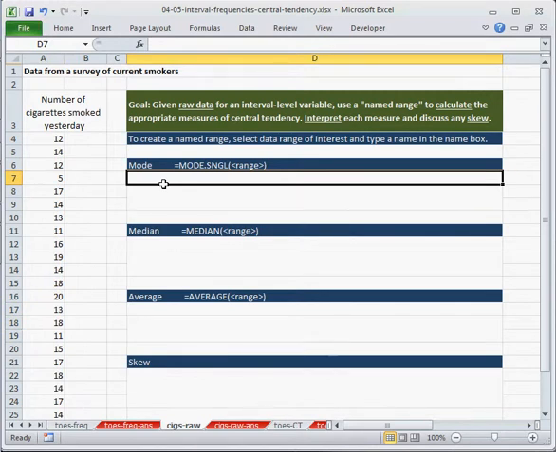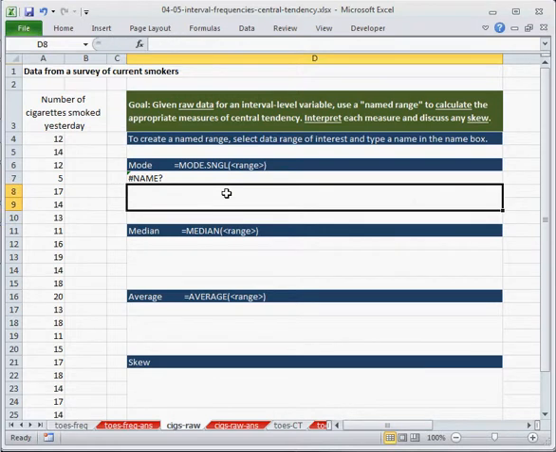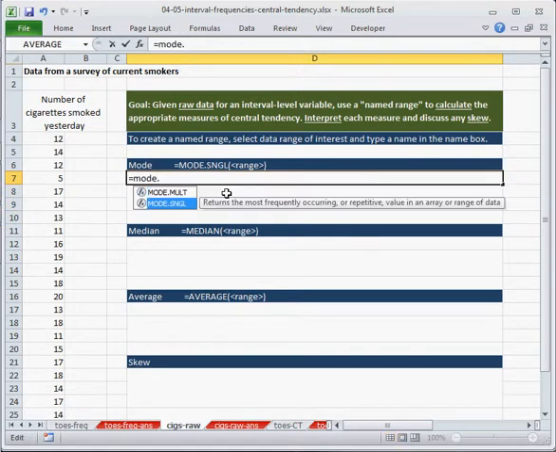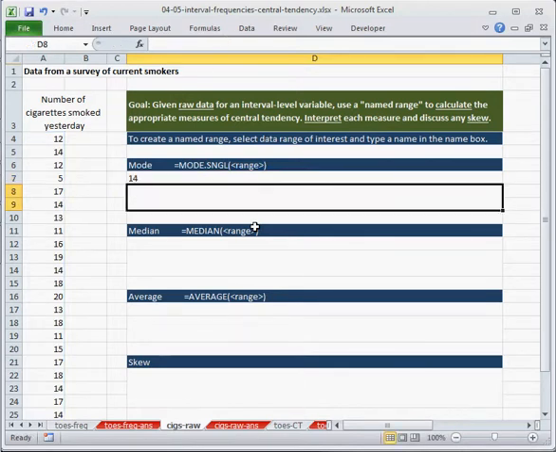Now to calculate the mode, we just use this formula right here for the mode. So equals mode, mode dot single, hit the tab button to select it. And now I can just type in, instead of going through all the numbers or selecting them, I can just type in cigs. And it has it there. It has that I can select cigs. It knows what cigs is, because I've specified it up there. Okay. Enter. That's it.